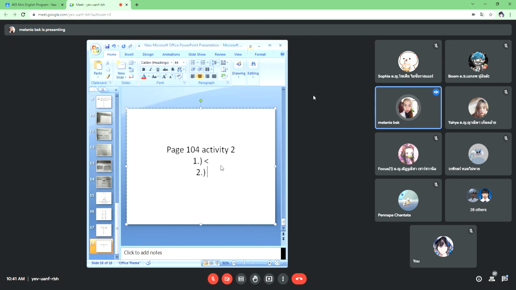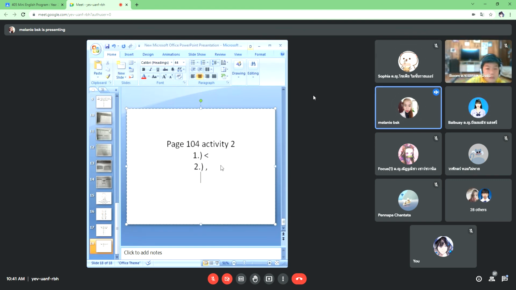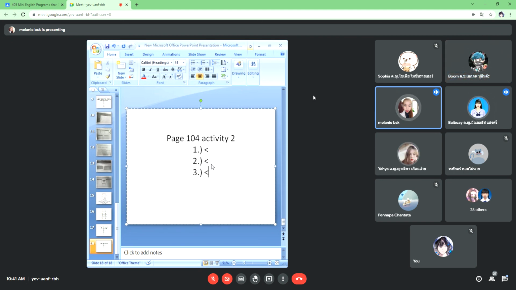Number 2, 1.9 blank 5.7. Greater than or less than? Less than. Okay, how about number 3? Number 3, children, 4.7 blank 7.4. Less than or greater than? Less than. Okay, number 4.